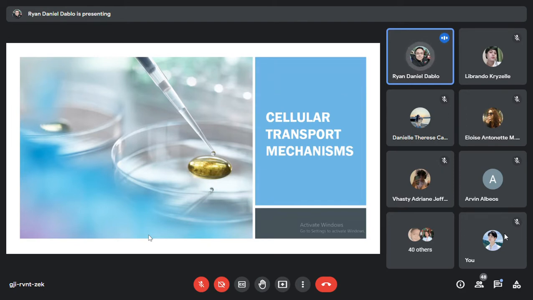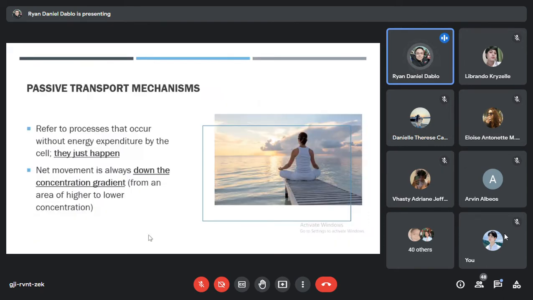The two types of cell transport mechanisms are labeled as passive and active. If you notice, they are opposites, right? Passive and active are antonyms. When you say passive transport mechanisms, as the name implies, the cell doesn't need to do anything special for these processes to occur. They just happen naturally, okay? There is no energy expenditure by the cell. The cell need not expend ATP molecules in order for these to happen. They just sort of do.